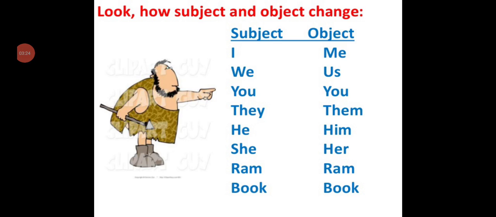Look how subject and object change. ये कैसे बदले जाते हैं, pronoun. I changes into me, we changes into us, you changes into you, they changes into them, he changes into him, she changes into her, Ram changes. Who changes into by whom, and whom changes into who.